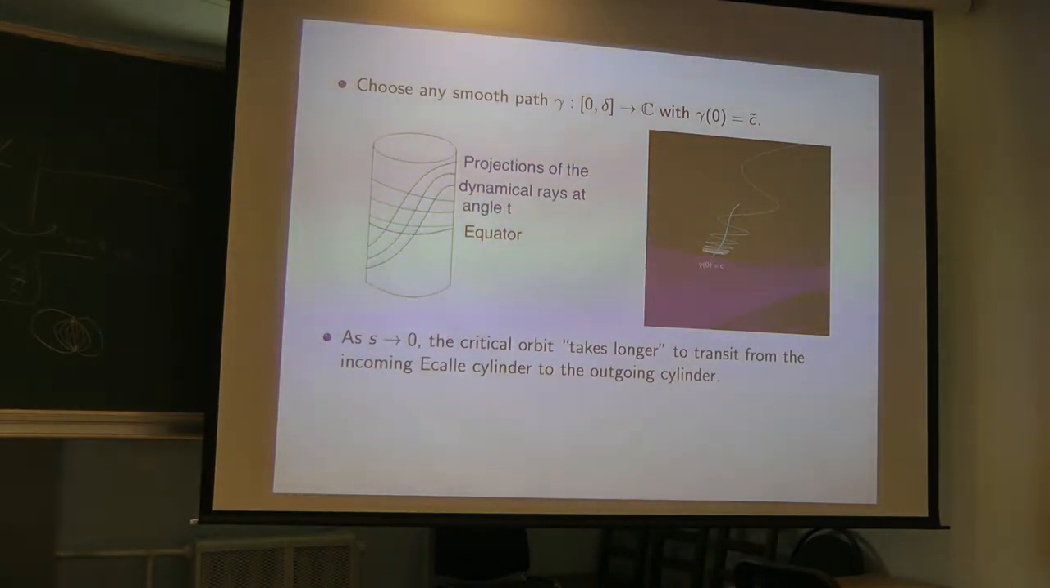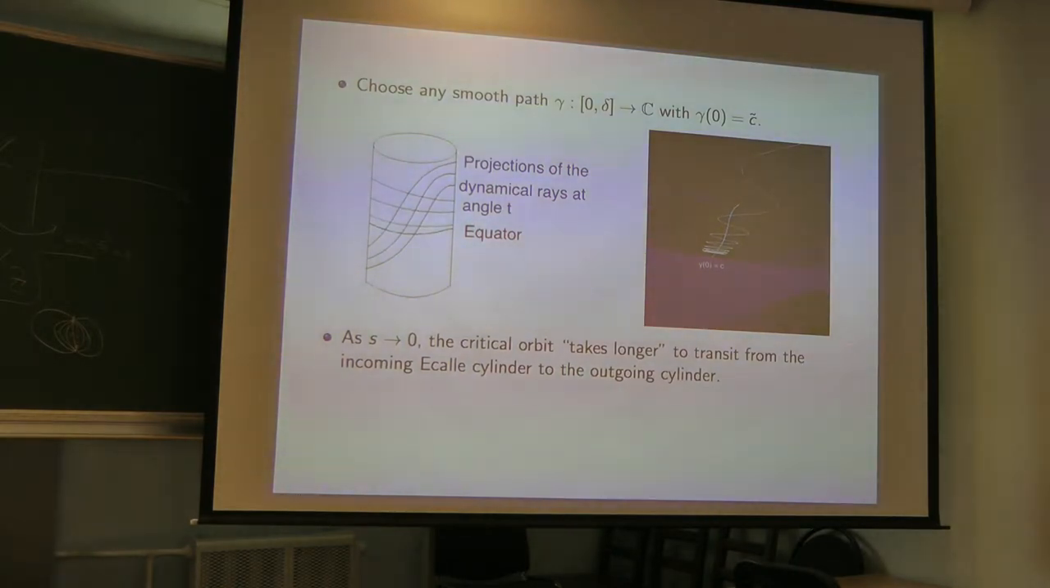How many times it wraps around the cylinder is related to the question: how many fundamental domains does a critical point need to cross when it has to go from the incoming domain to the outgoing domain? So how many times this curve wraps around the cylinder is essentially measured by how many fundamental domains the critical value crosses in order to transit from the incoming to the outgoing domain.